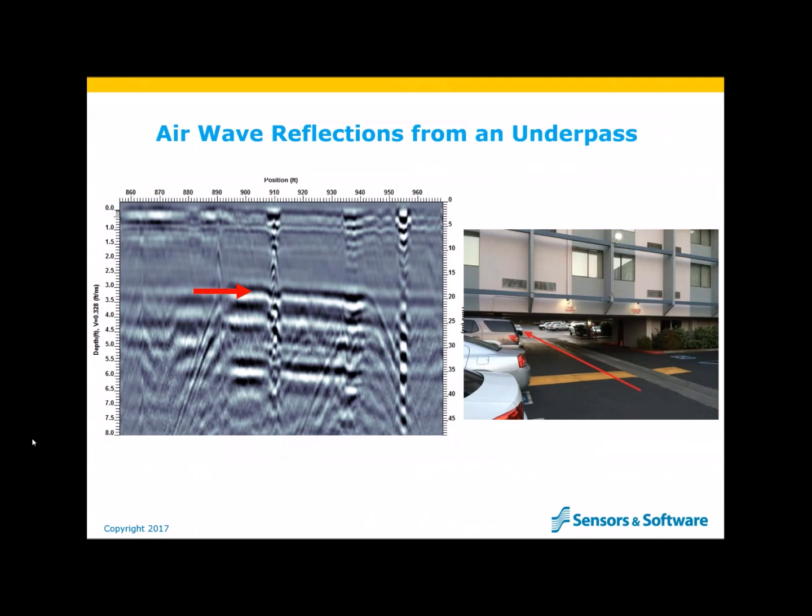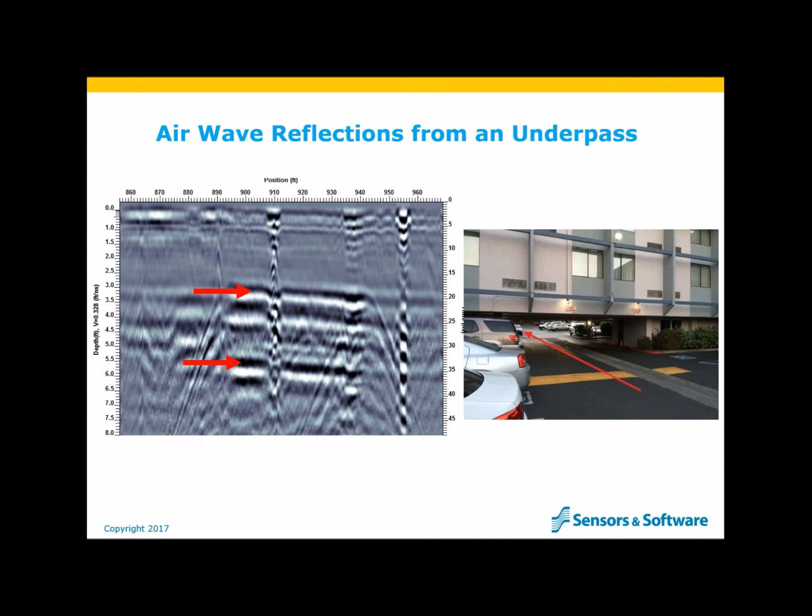Another airwave to be aware of is the reflection from an object above your head. Power lines running across an area can appear as airwaves in your GPR data. In this example, a GPR line was run under an underpass under a building. The strong flat-lying parallel reflectors only occur in the part of the line under the building. The reflection occurs at a time of about 18 nanoseconds on the time scale. This suggests the underpass is about 9 feet high.